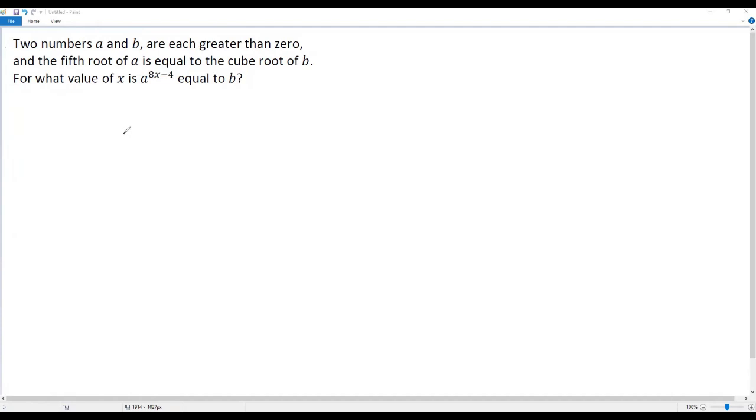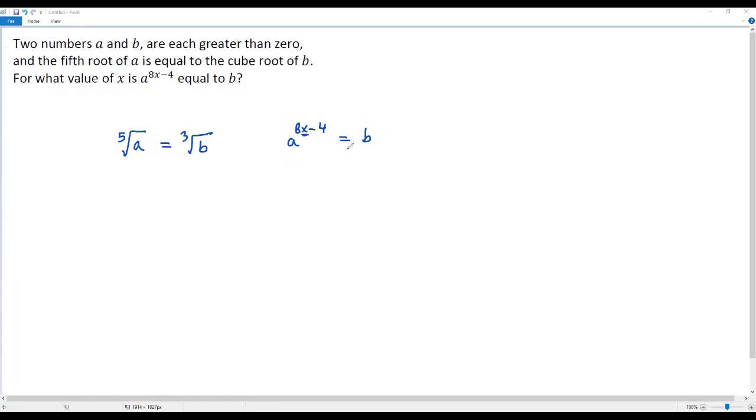Let me write this stuff over here. Fifth root of a is equal to cube root of b. And we have to find the value of x for which a to the power of 8x minus 4 is equal to b. Let me write it over here. That is, a to the power of 8x minus 4 is equal to b. That is, we have to solve for x in this equation and we have x at the exponent.